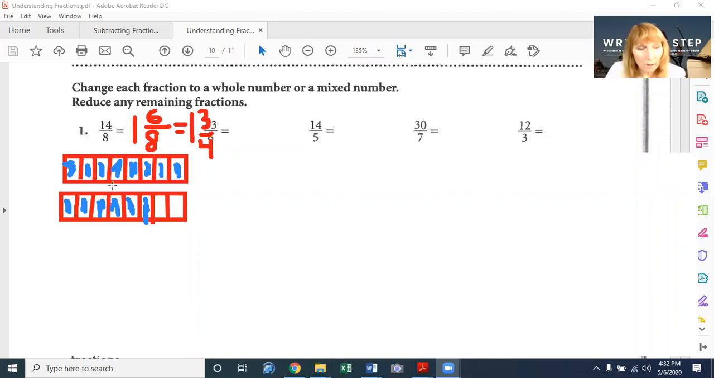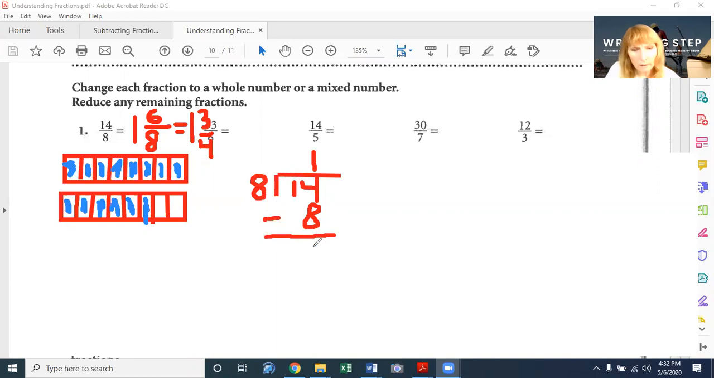Now here's the shortcut, because you're not going to be drawing pictures for every single improper fraction that you're doing. So what you're really doing is a division problem. You are saying you have 14 pieces that you've eaten, and they are cut into 8 pieces per pizza. So how many 8s go into 14? Just 1. 1 times 8 is 8. Way back to remembering long division. 14 minus 8 is 6.